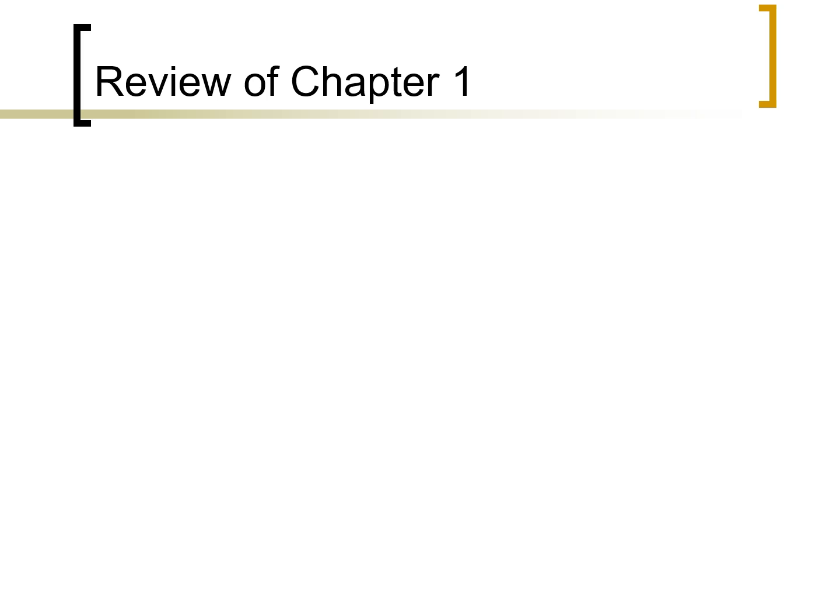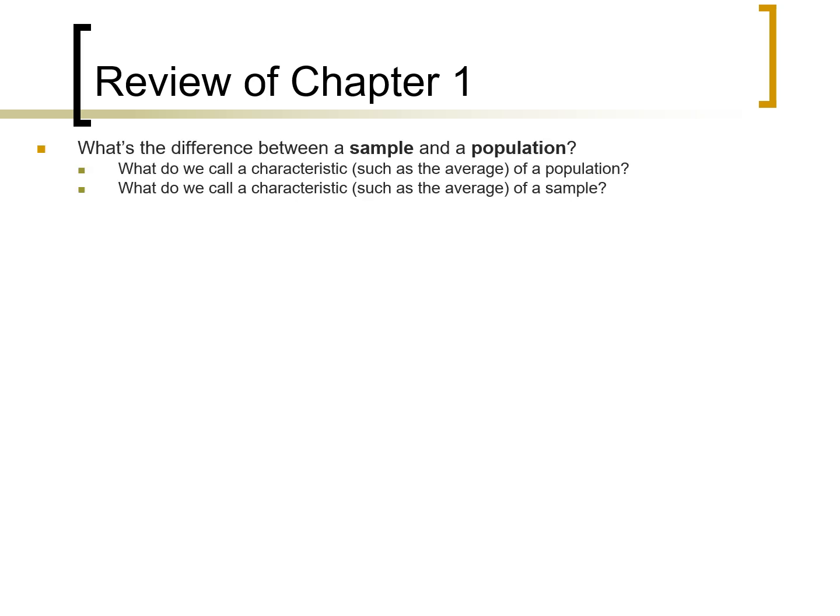So first off, let's look at our review of Chapter 1. What is the difference between a sample and a population? Well, first of all, what do we call a characteristic of a population? That is a population parameter. Second, what do we call a characteristic such as an average of a sample? And that is a sample statistic.